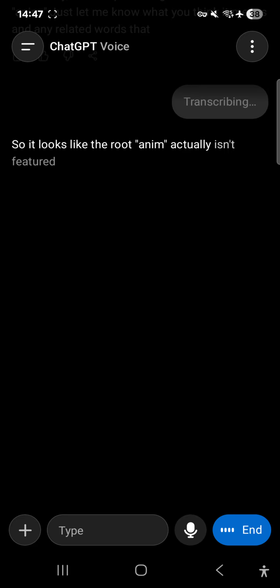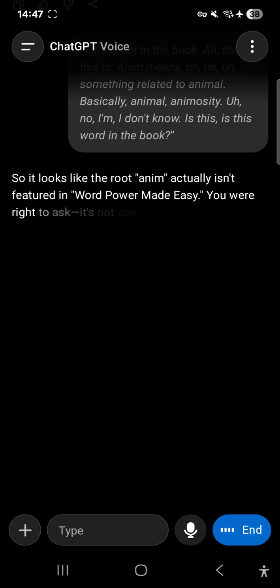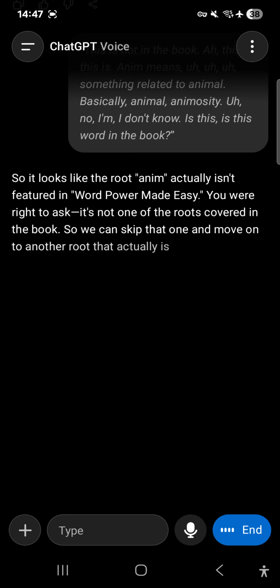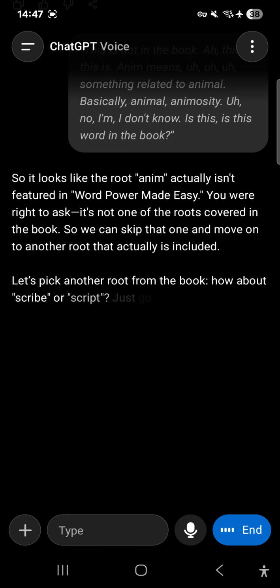So it looks like the root anim actually isn't featured in Word Power Made Easy. You were right to ask. It's not one of the roots covered in the book. So we can skip that one and move on to another root that actually is included. Let's pick another root from the book. How about scribe or script?